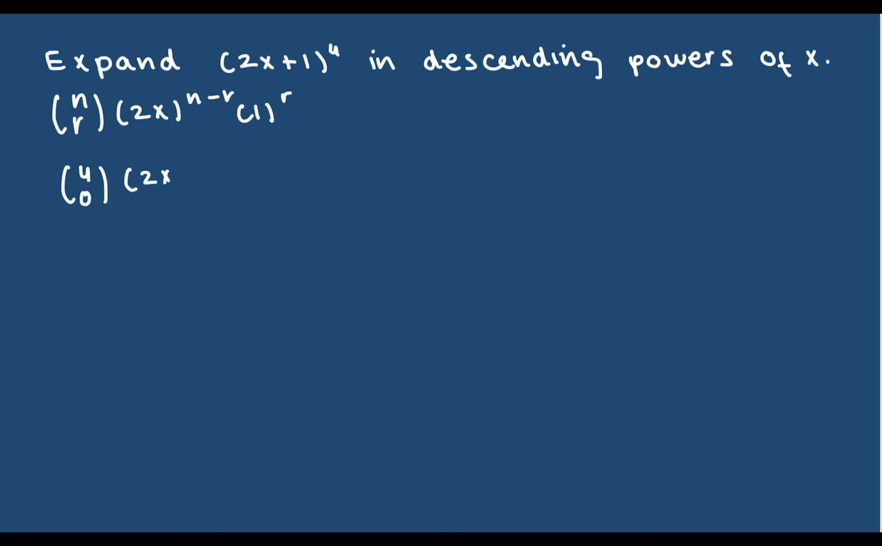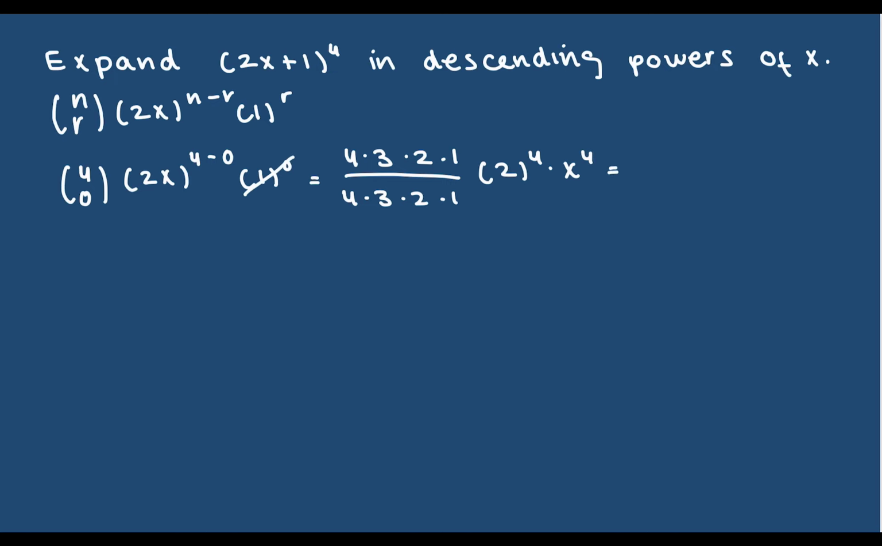So we start off with r equals 0. We fill out the formula. Again, remember the (2x)^(4-0) and 1^0 could have been flipped. It does not matter. We end up with 4 factorial over 4 factorial, which is, again, 1, times 2^4 times x^4. 2^4 is 16, so it'll just be 16x^4.